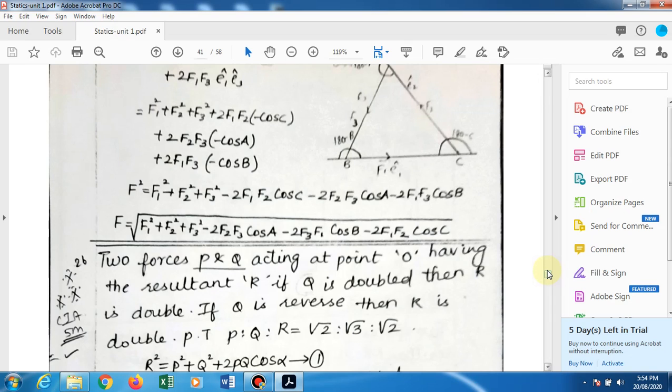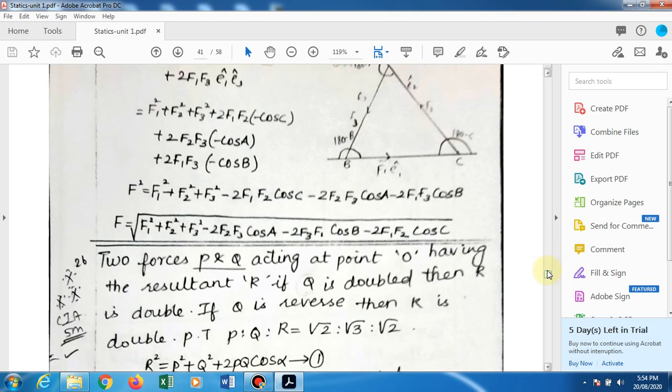Two forces P and Q act at a point O having the resultant R. If Q is doubled, then R is doubled. If Q is reversed, then R is doubled. Prove that P is to Q is to R is equal to root 2 is to root 3 is to root 2. You see the proof, this is important, girls.